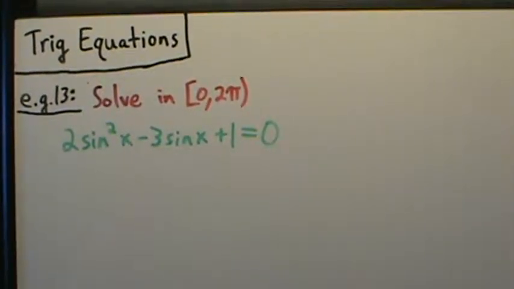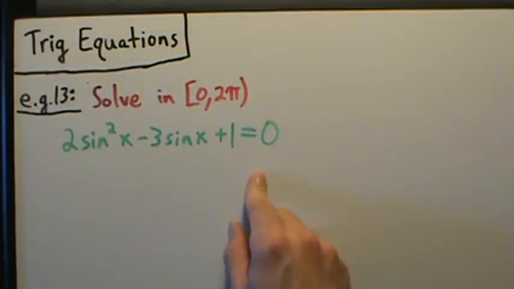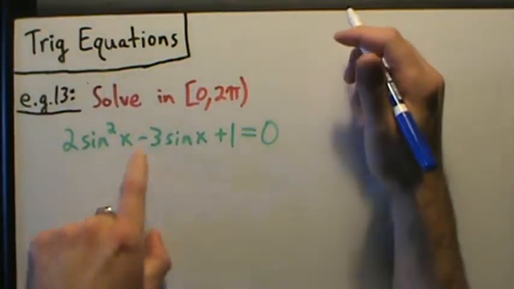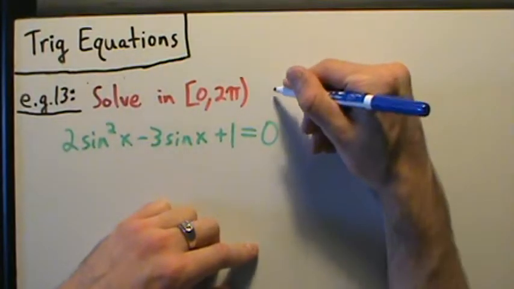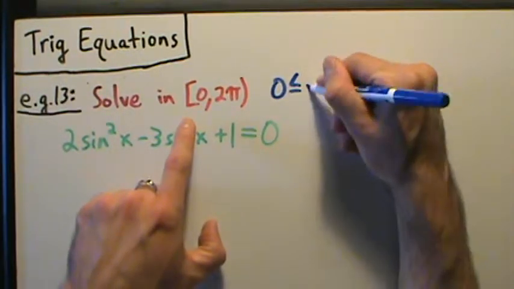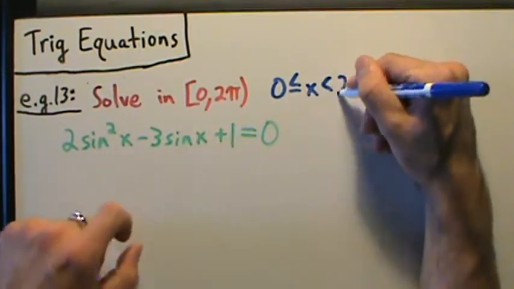Here's example 13 of solving trig equations. So here we have 2 sine squared of x minus 3 sine x plus 1 equals 0. And we're solving in this interval 0 to 2 pi. So again, all that means is, here we're solving for x. Since we're solving in this interval, that just means that 0 is less than or equal to x, which is strictly less than 2 pi.